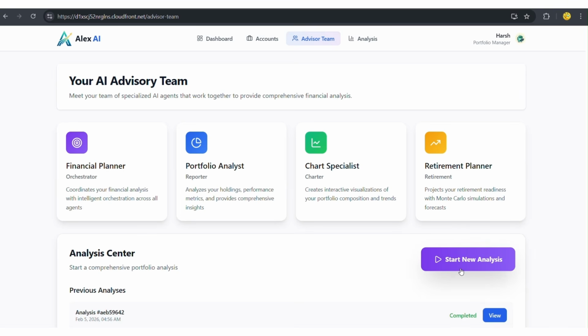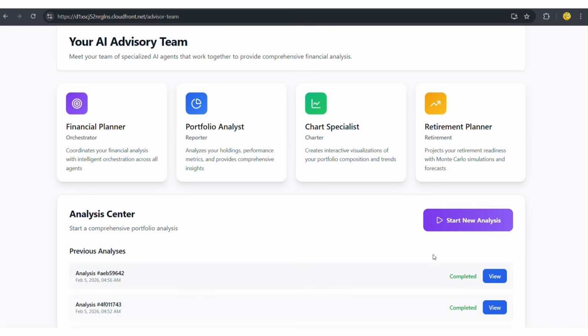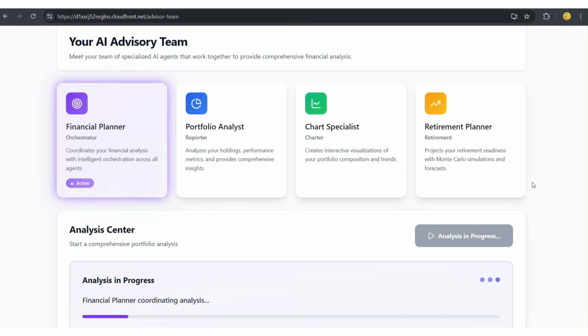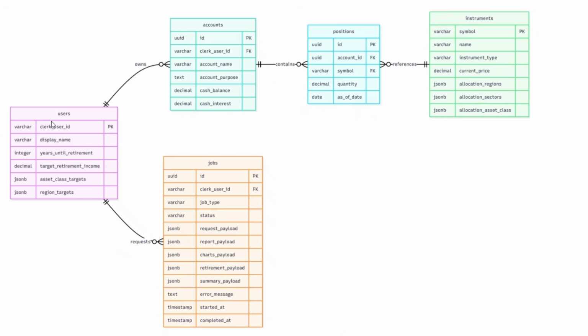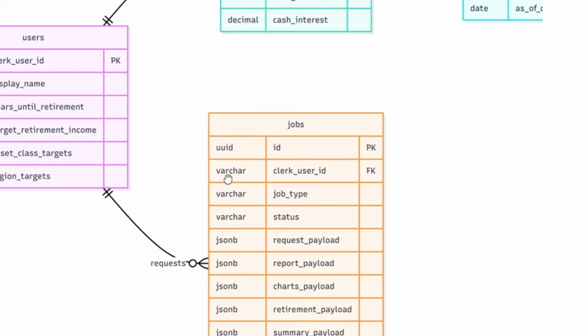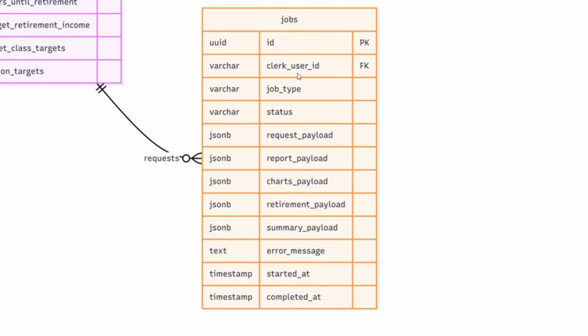The analysis could take 20 to 30 seconds for completion. Meanwhile, let's understand our data model. Alright, the user table consists of user specific data and retirement goals. A user could have multiple accounts and an account could have multiple positions. And here, the instrument table represents the actual stocks or ETFs with current price and allocation breakdown. A user could request multiple jobs, and if we look closely at the jobs table, it contains multiple JSON fields, and each of these JSON fields will hold the output for a specific AI agent.